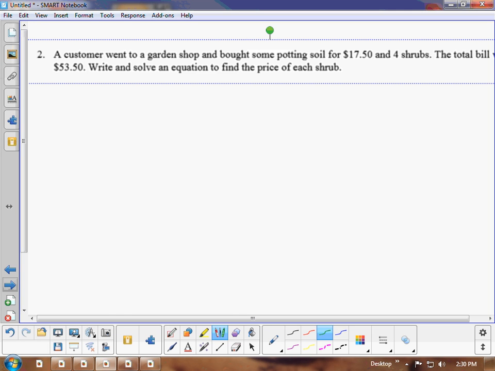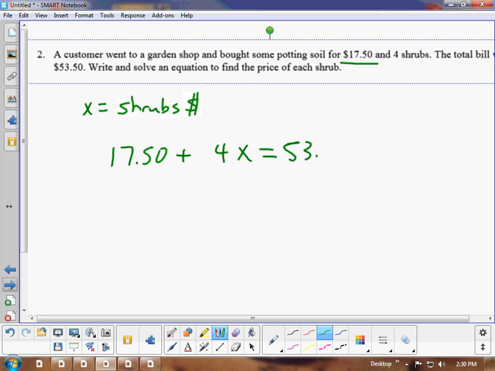We're going to say x equals the shrubs, and we're going to just put this into an equation. They bought potting soil for $17.50 plus the shrubs at 4 shrubs. Actually, this is the shrub price. 4 shrubs, and that total is $53.50. And then you're going to go ahead and solve this equation by subtracting $17.50 from both sides, and then divide by 4, and you'll get your answer.